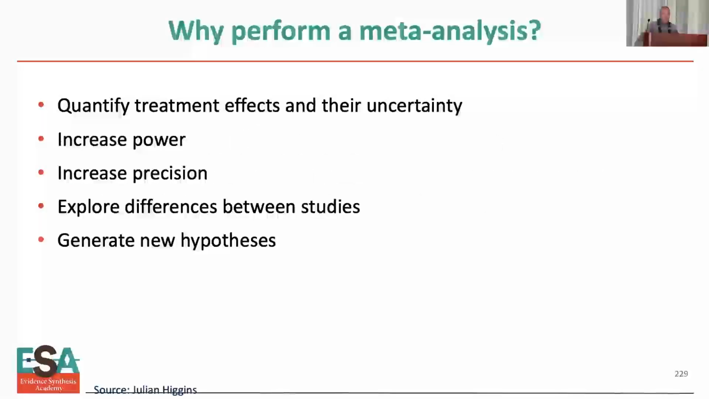So why do you want to do a meta-analysis? So the basic idea is you want to quantify the treatment effects and their uncertainty. So with a qualitative analysis, we're going to summarize what the studies were about, what they found, but we can't actually come up with a quantitative summary.